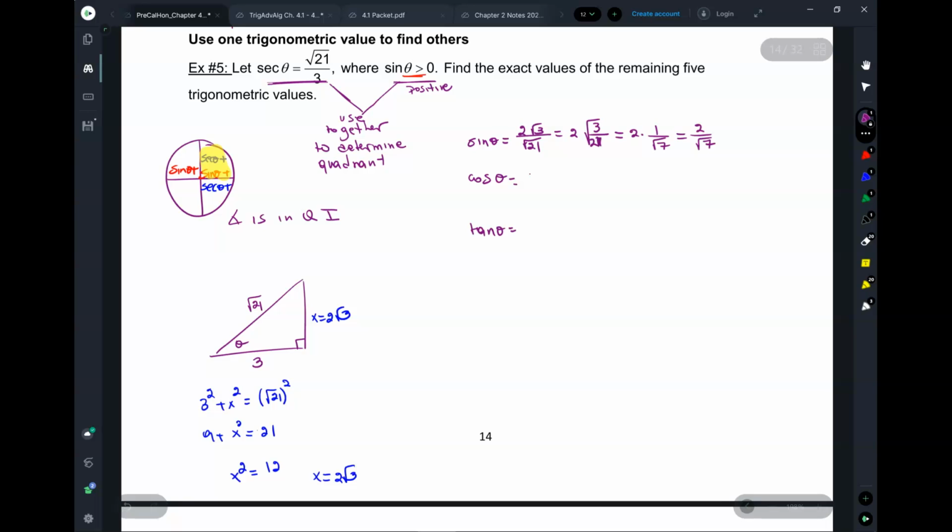Okay, so cosine is 3 over root 21, tangent is 2 root 3 over 3. Now, let's talk about positive or negative. Because we determined that it's in the first quadrant, they're all going to be positive. Then you can find the other ones: the cosecant, and also the cotangent. For your cosecant, would you just use the 2 over? Yeah, it'll just be root 7 over 2.